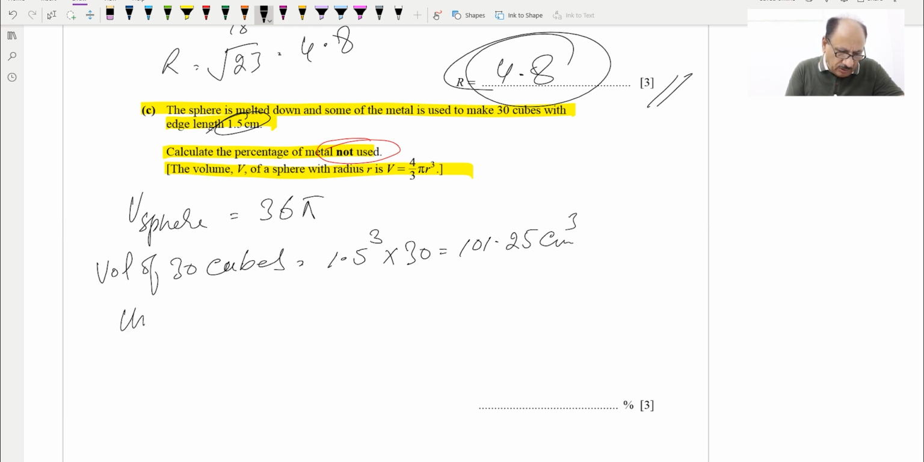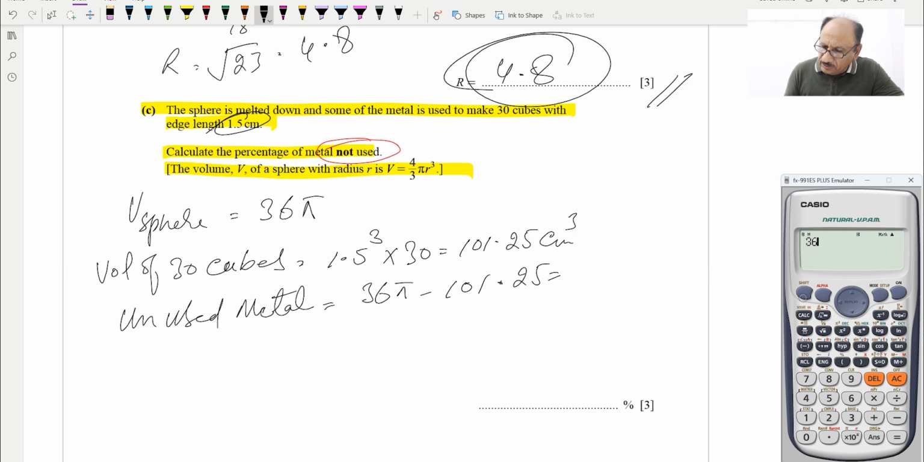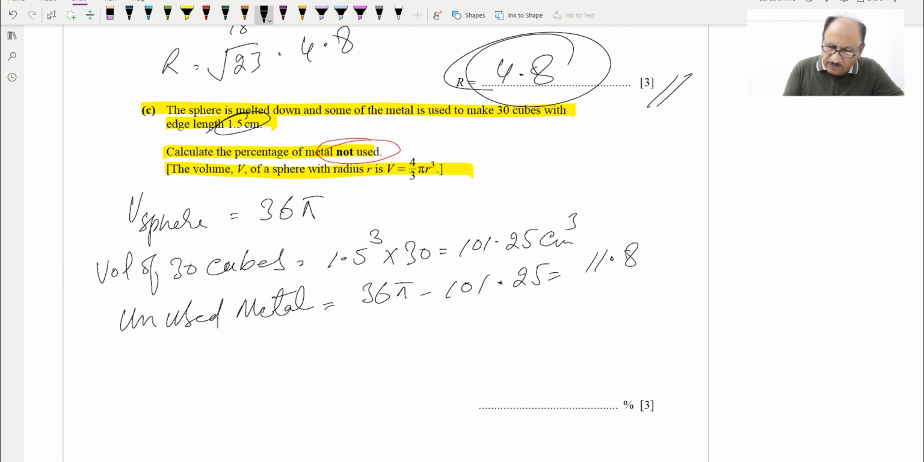Now the unused metal will be 36 pi, which is the total metal, minus 101.25. 36 pi minus 101.25 gives us 11.847, or we can write 11.85. Now they are saying to calculate the percentage of metal not used.